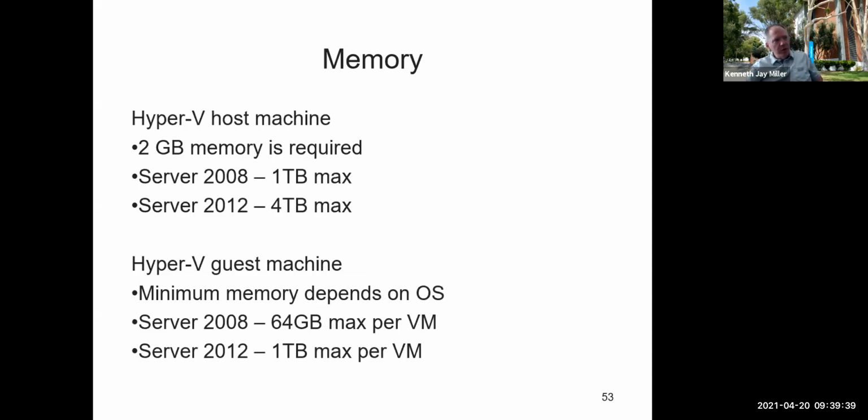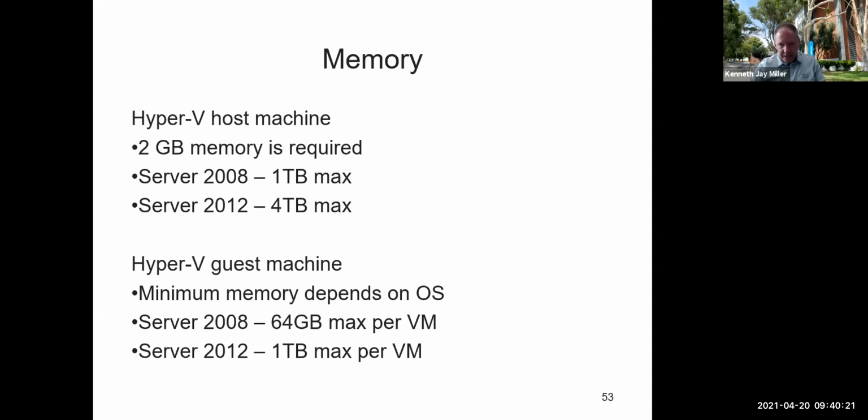Now, for our Hyper-V host machine, you need a minimum of 2 gigabytes of memory. And the maximum for Server 2008 is 1 terabyte. And for Server 2012, 2016, and 2019, it will go up to 4 terabytes max. Now, I have never seen a hard drive or a motherboard that supports more than a terabyte of RAM. So these maxes are almost unimaginable right now, but they can go up to it.